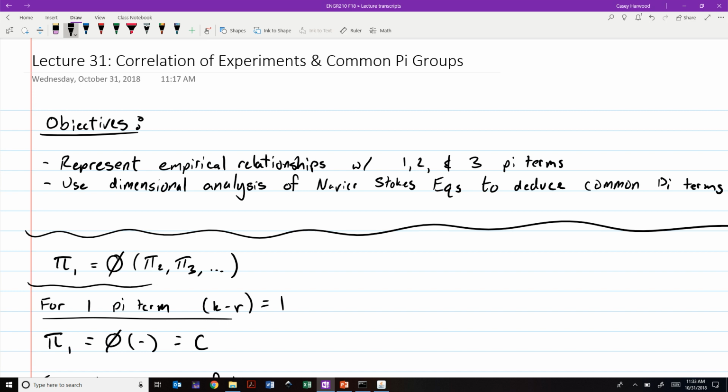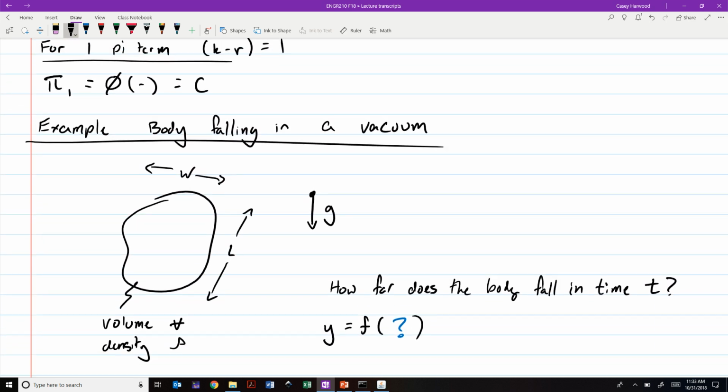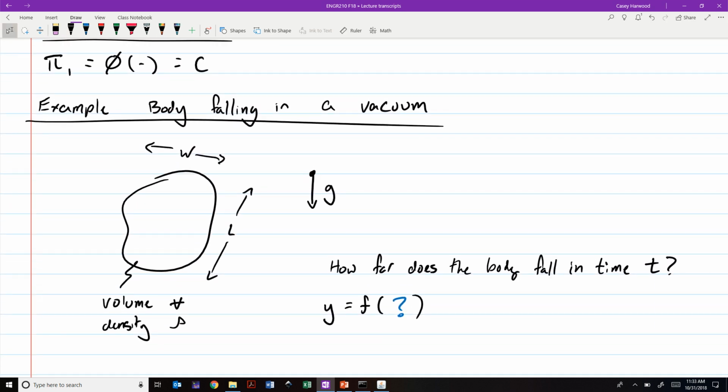So the easiest and most approachable example here is if we consider the classic problem of a body falling through a vacuum. So suppose we've got some solid object that's got a volume V, a density rho, some characteristic lengths L, W. There's gravity up and down. And we're interested in figuring out, if we're assuming we're pre-Newton here, and calculus hasn't yet been invented, can we figure out the distance y this thing falls in a given amount of time?